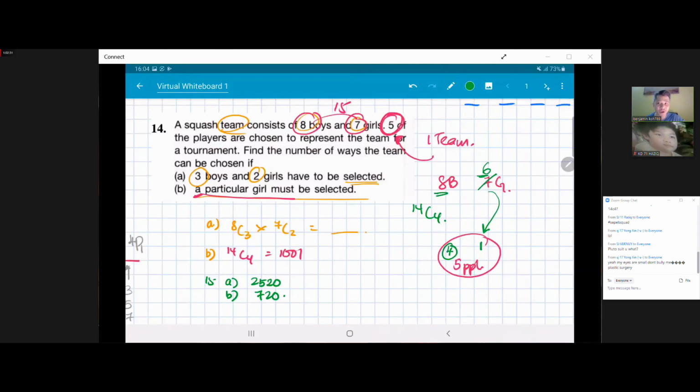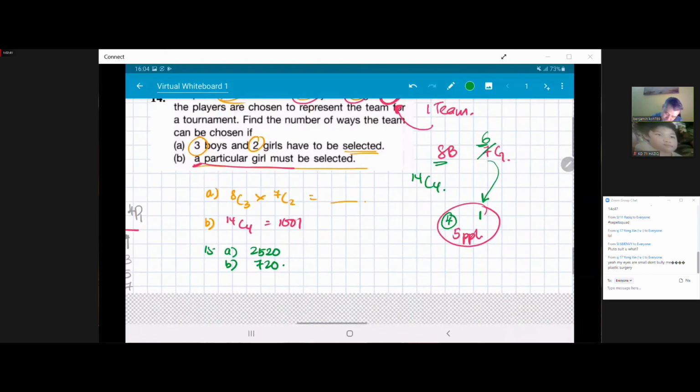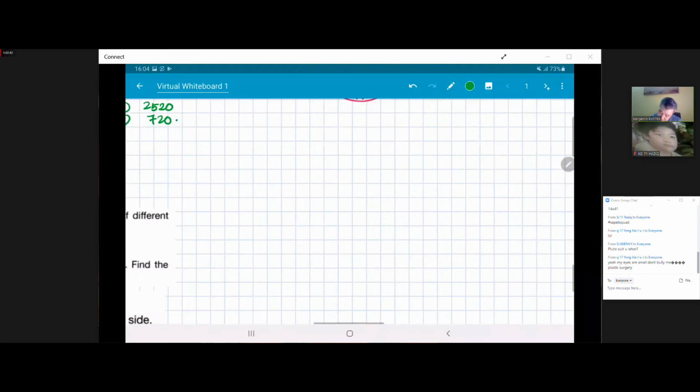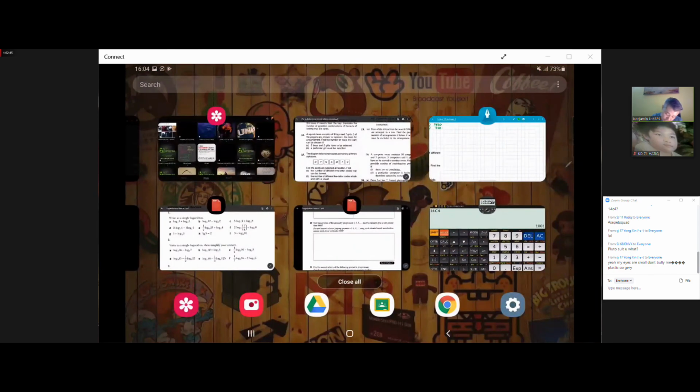Okay, all right, let's sambung. So number 15 answer is there. Okay, number 15 answer is there. All right, let's carry on. Next one, question number 16. Okay, number 16. Question number 16.